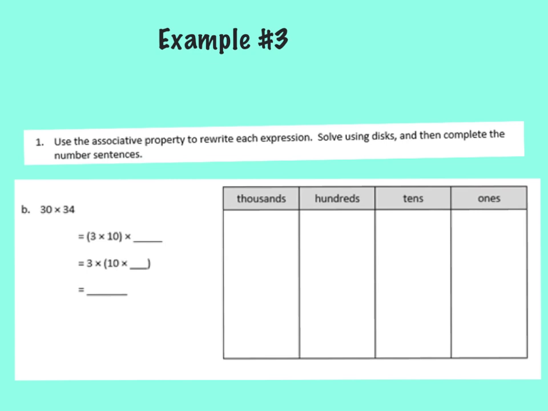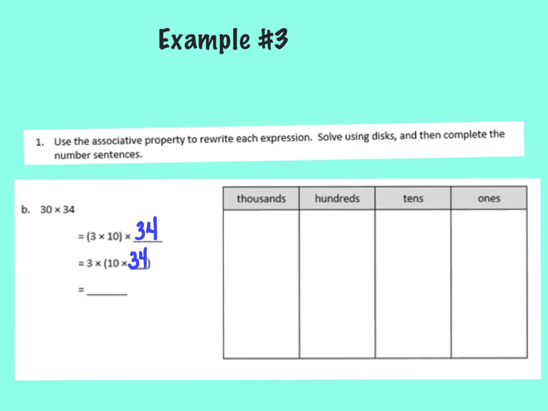Let's try one more example. Use the associative property to rewrite the expression, solve using this, then complete the number sentences. In this one, we have 30 times 34. We see here that 30 has already been decomposed into 3 times 10 times 34. For the next one, we know because of the associative property, we can move those parentheses to be around the 10 times 34. Now let's show this in our place value chart.